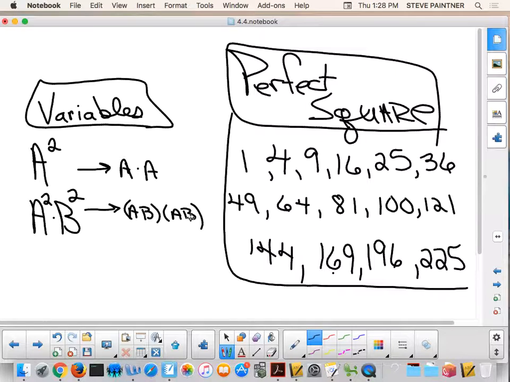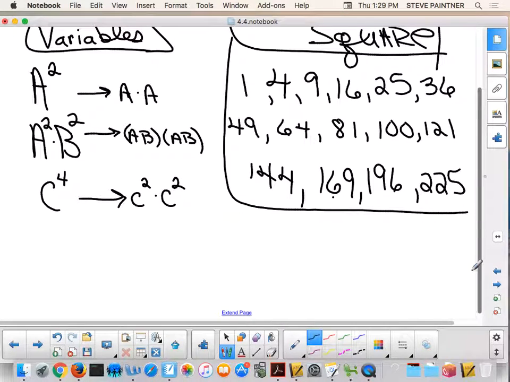Okay, what about this? Is C to the fourth a perfect square? Yes. Why? C squared times C squared, that's perfect, because that's really C times C times C times C. CC times CC. It works.